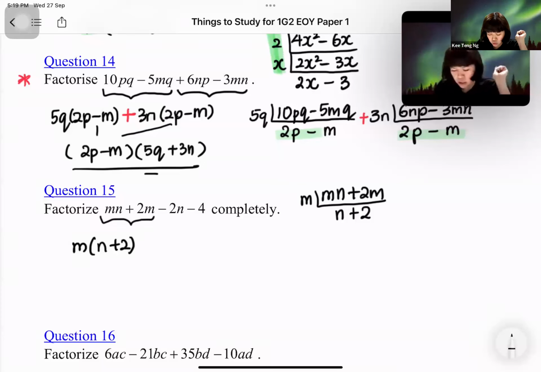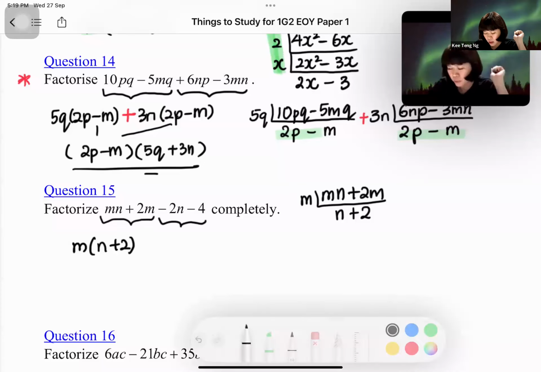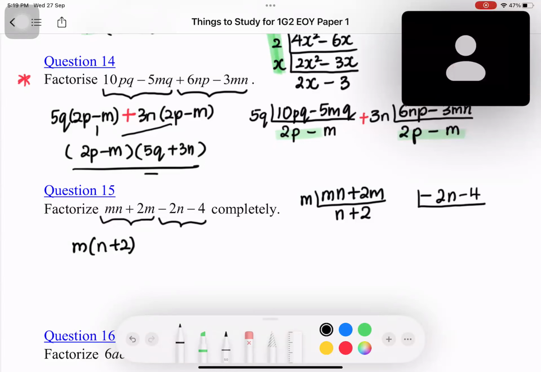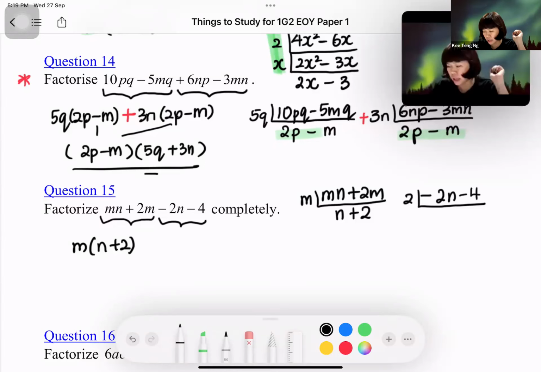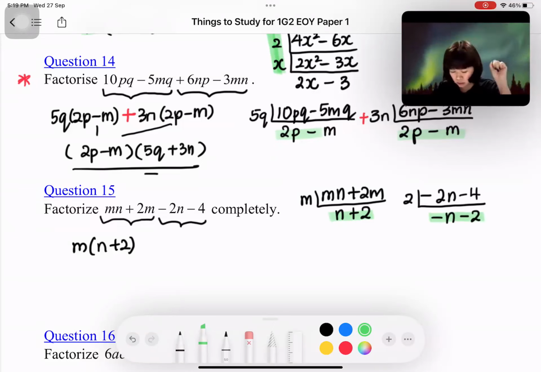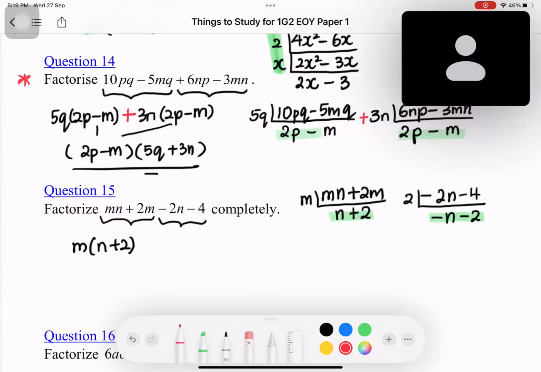Next group, I have -2n minus 4. Can you tell me what's the common factor? 2. So in this case, divide by 2, I get -n, I get -2. But then I ask everyone the same question: are these the same sign? No.